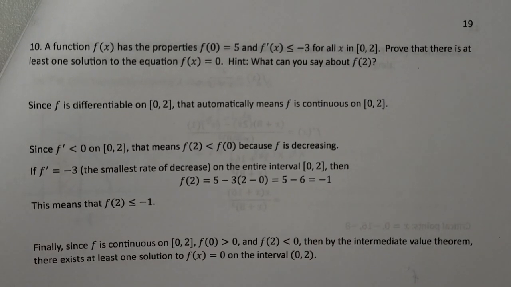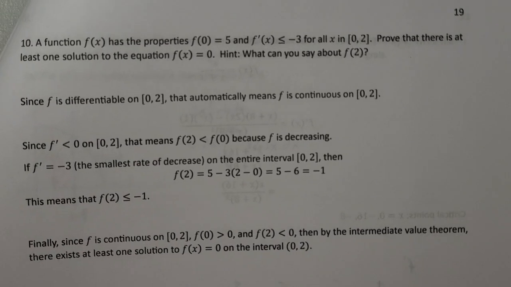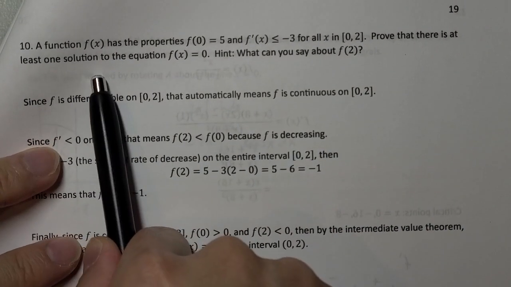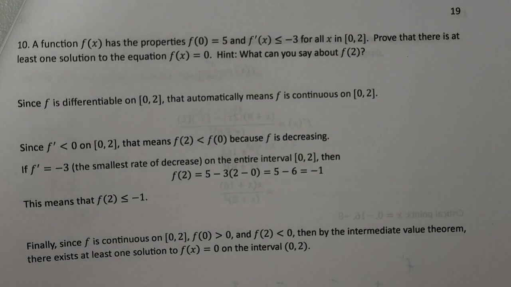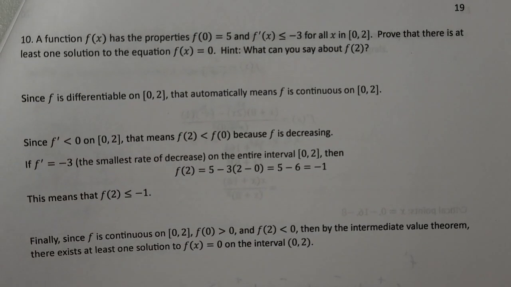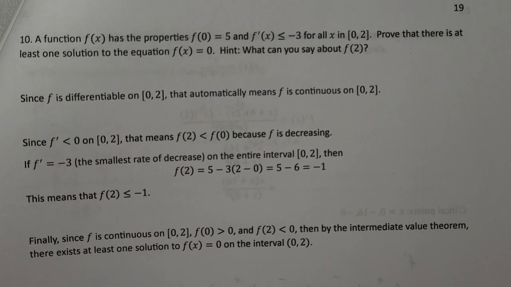So how can we use that hint to our advantage? This should sound familiar. Prove that there is at least one solution. So we probably want to use which theorem? The intermediate value theorem. There's a condition to use it, first of all, which is that the function has to be continuous on that interval.